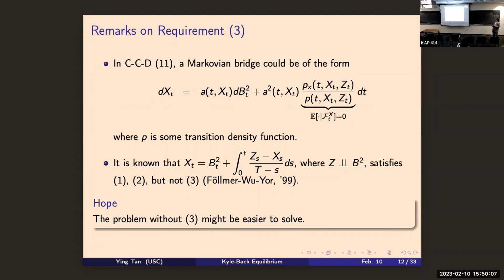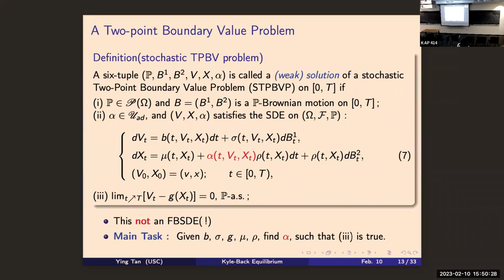I think they didn't explain, but my guess is they want to study something similar to the Brownian bridge. Okay. Yeah, so the Brownian bridge is a local martingale, right? Okay, so they want to keep this property for some reason. In reality, I don't know. So this is our hope, and we want to study this problem.